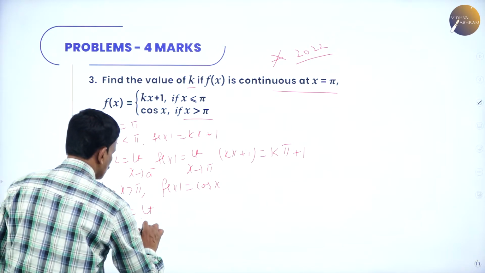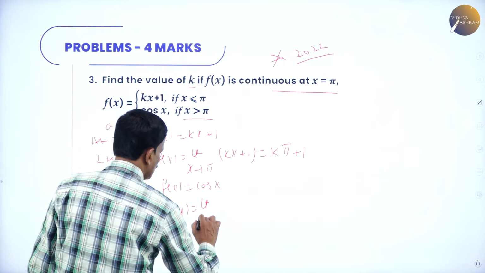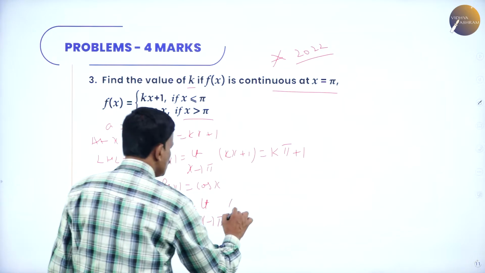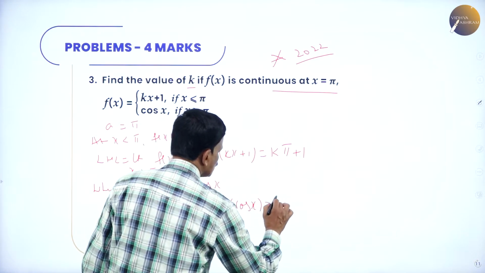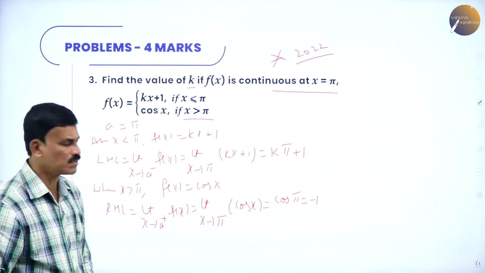Right hand limit is equal to limit x tends to a plus f of x, that is limit x tends to pi plus f of x, which is cos x. So this is equal to cos pi. Cos pi is equal to minus 1. Cos 180 is minus 1.